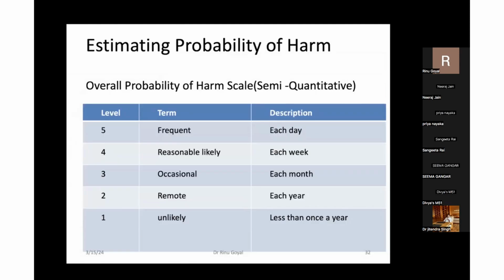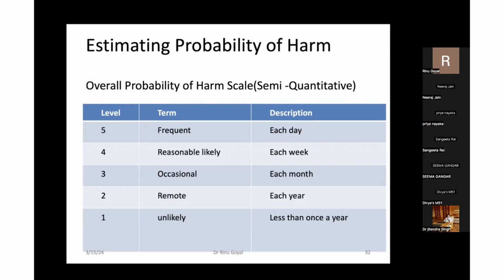So, estimating the probability of harm, now we have to assign a number. How do we do that? The standards give some examples. The overall probability of harm scale we can define from 1 to 5, if we say that the measuring scale is from 1 to 5. There are other scales also available, 1 to 3, 1 to 10, but most frequently we use this.